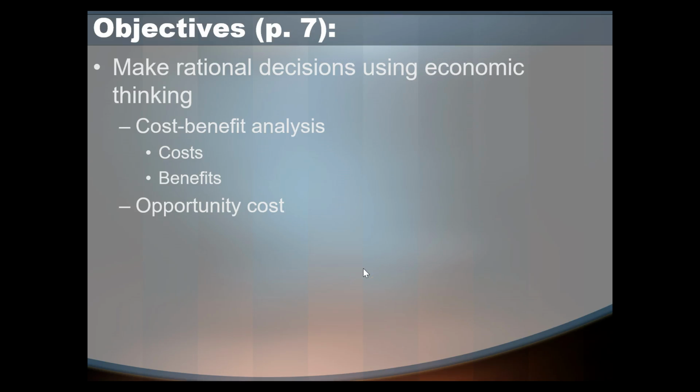All right, now that you guys have all of your information about community service, except for questions you still have for me, we're going to get into some economic thinking. So to start, remember to go to page 7 and get your objective written in there. Today, you are going to learn how to make rational decisions using economic thinking, which means we use cost-benefit analysis, and so we're going to talk about what costs and benefits are to economists, and also opportunity cost. So I'll give you a second to write that down on page 7.